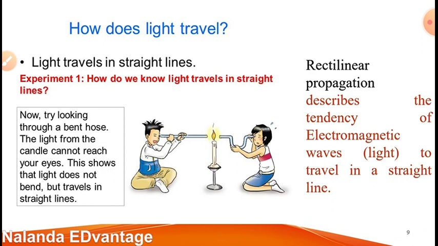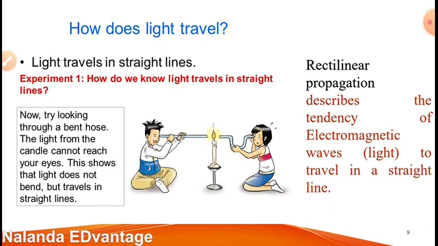Student A has a straight rod or pipe, right? And he is looking at the candle flame through this straight rod. He can directly look at it and the candle flame will be visible to him. Whereas student B has a bent rod or pipe. Now, she is trying to look at the candle flame, but the light from the candle cannot reach the eye. This shows that light travels in a straight line. This property of traveling in a straight line is known as rectilinear propagation, which essentially means that the light is traveling in a straight line.